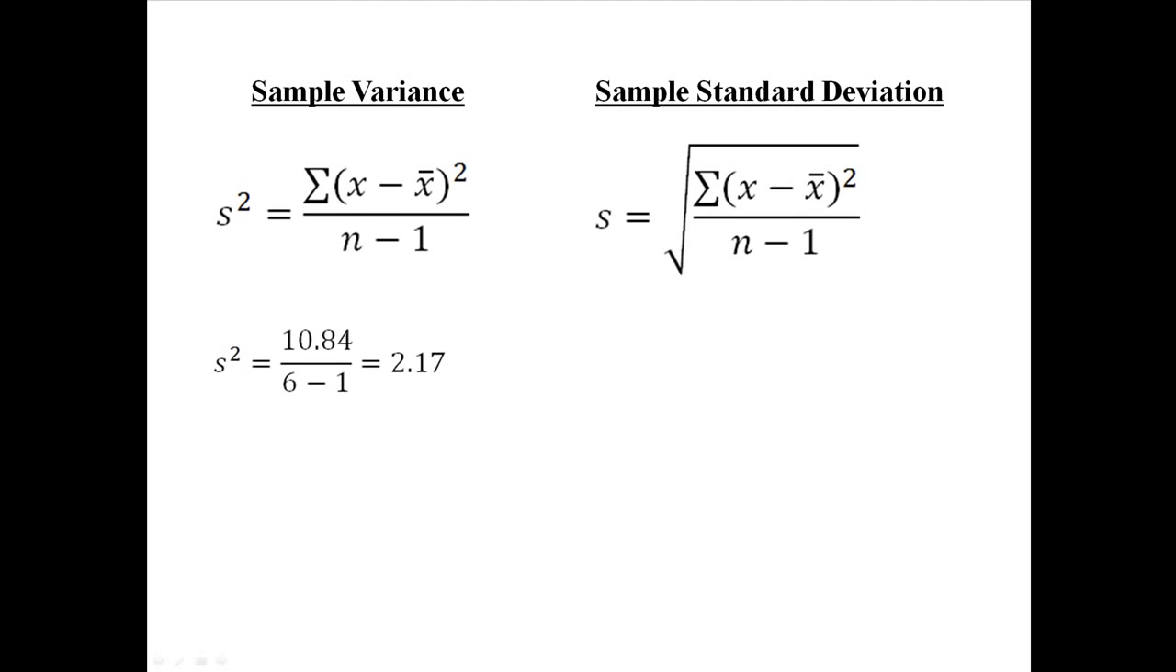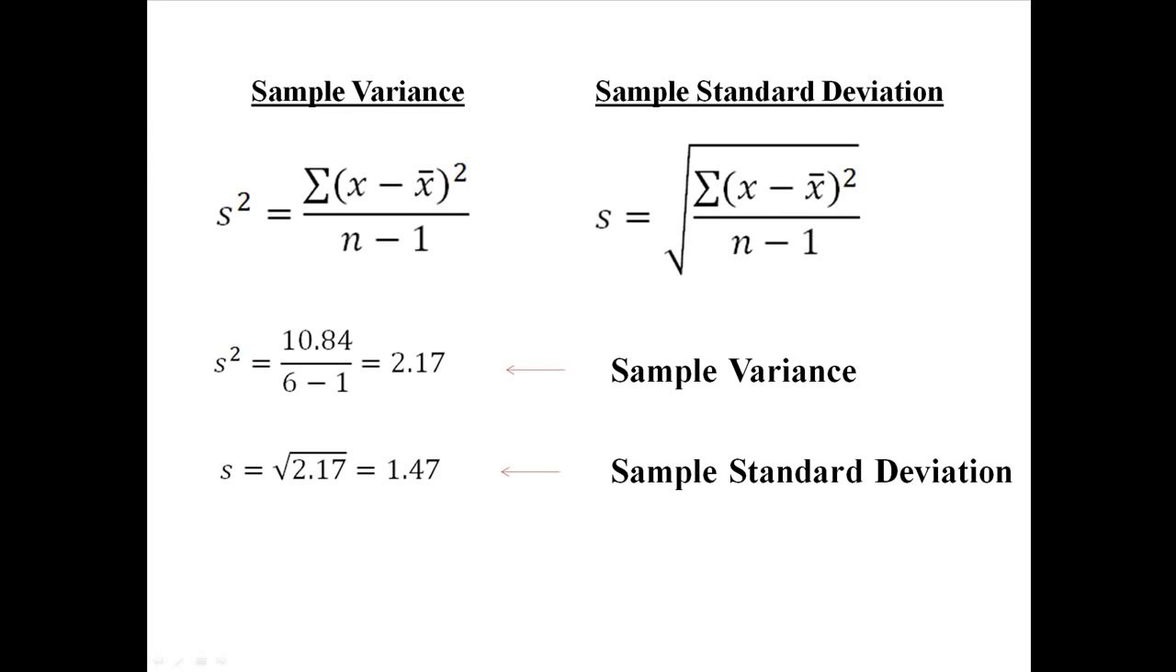So back to the equations, we find out that the variance is 2.17, and to calculate the standard deviation, we just take the square root of that variance. I take the square root of 2.17, and I find a standard deviation of 1.47. So that's the sample variance and the sample standard deviation.